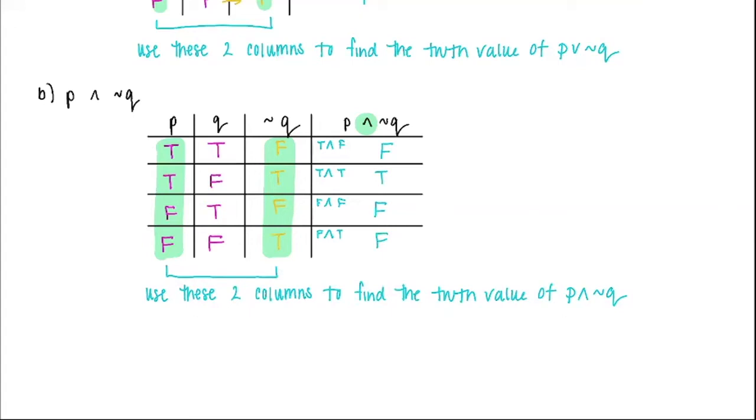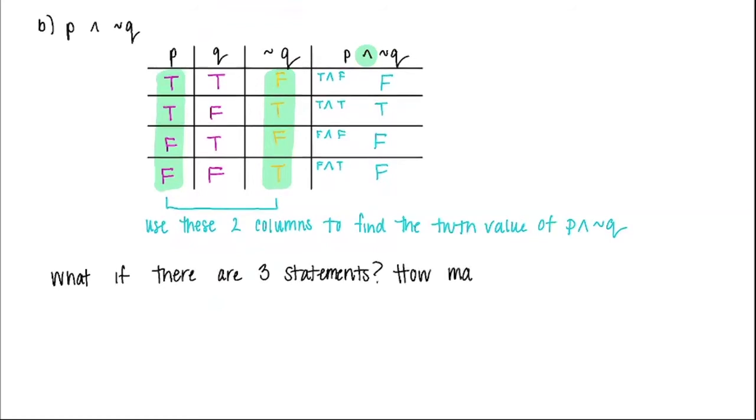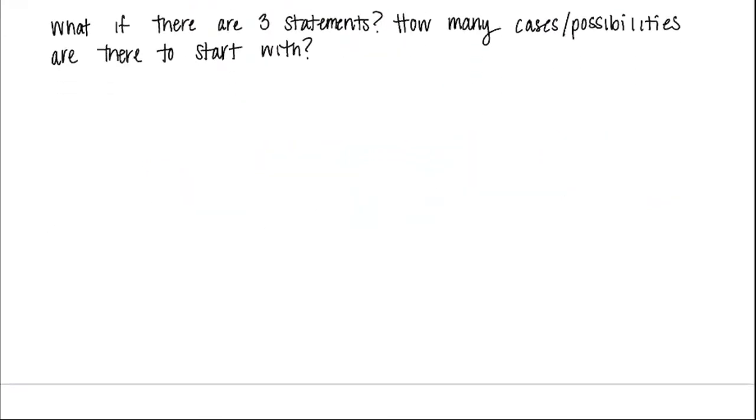So now the question is, what happens if we have three statements? How many cases or possibilities are there to start with? So if you kind of think back to our combinations, we have three statements. Each of them have two possibilities. You have 2 times 2 times 2. You have 8 possible starting combinations for truth values.